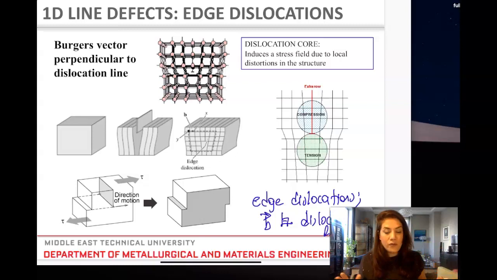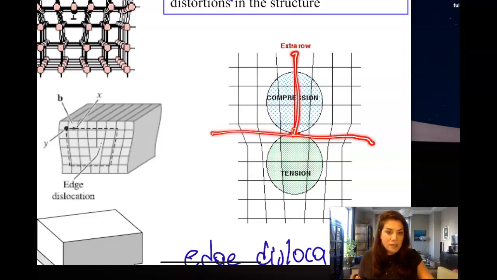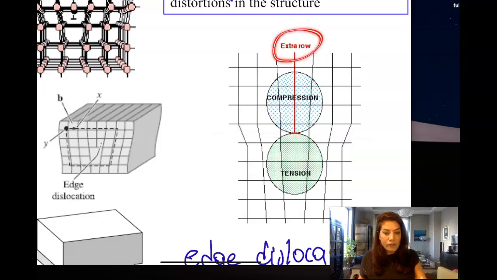That's the definition of an edge dislocation. They're perpendicular, so they create an edge: the dislocation line and the direction of the shear force, right? So if you look here, since we have an extra plane on top, if this is my slip plane, above the slip plane I have an extra row of atoms, so that creates that compression.